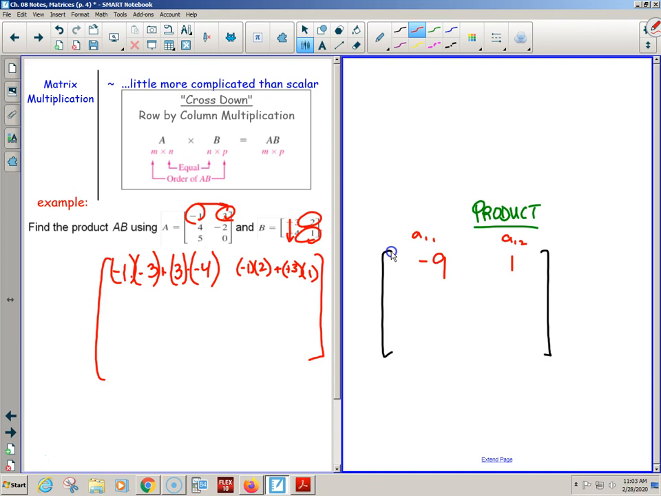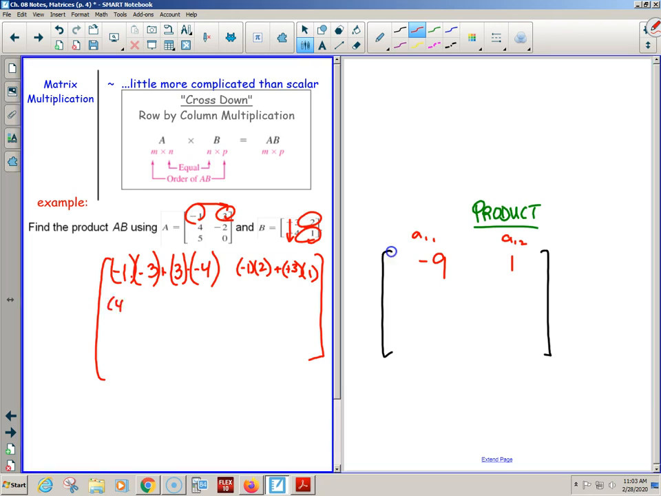Moving on. Okay, I'm gonna erase all the circles because they're starting to get in my way. But it is time for us to go second row, first column, and then second column. So 4 times -3 plus -2 times -4.